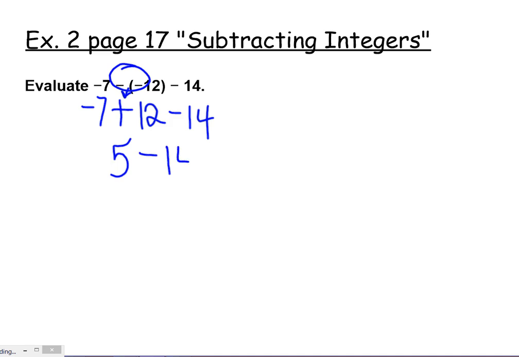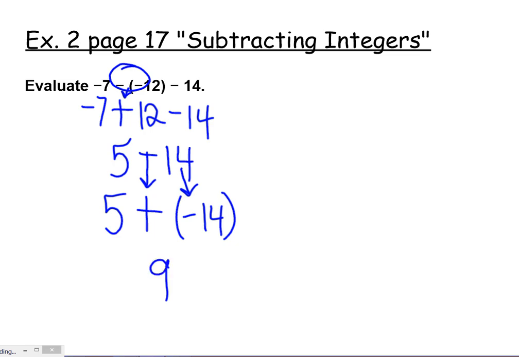Now I have 5 take away 14. Since we're subtracting integers here, I'm going to add the opposite. The minus becomes a plus, and 14 becomes the opposite. The opposite of positive 14 is negative 14. Now I can combine the integers. Since they have different signs, I find the difference. 14 take away 5 is 9, and I keep the sign of the larger number. 14 is larger, and since 14 is negative, our answer is negative 9.